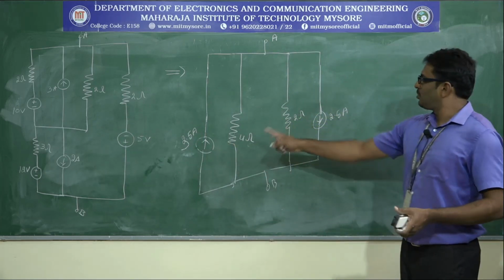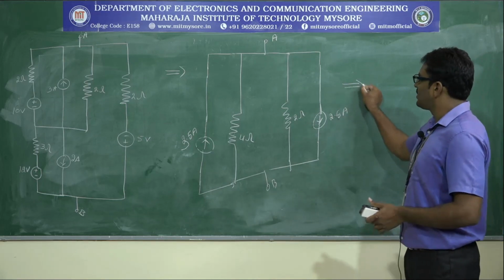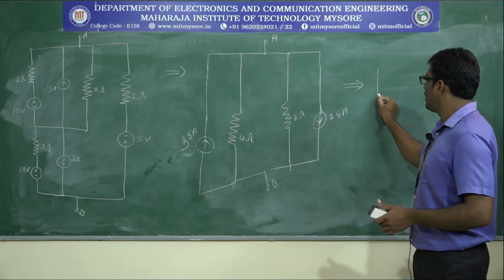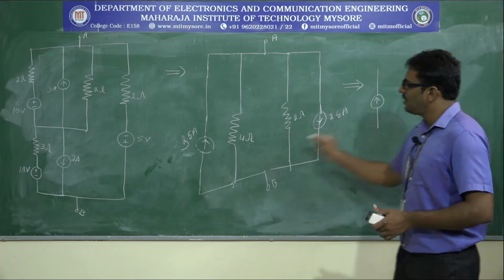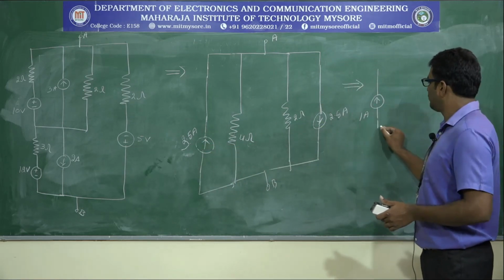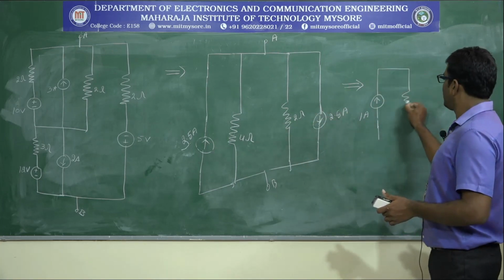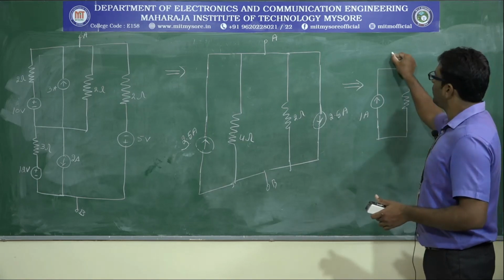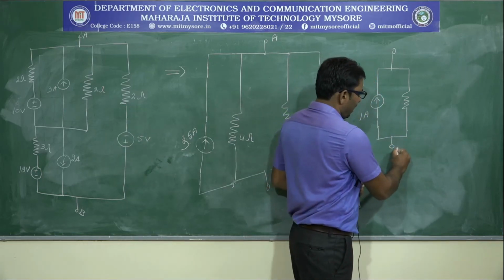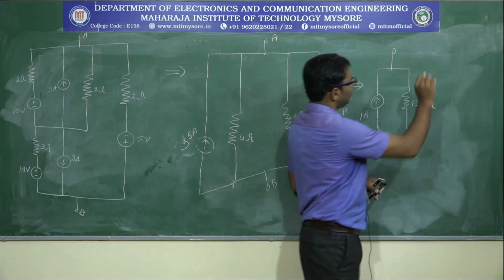Okay. Next, two current sources are connected in parallel with opposite polarity. Yes, we can replace them by a single current source. So the equivalent current source direction is upwards. Then the value is 3.5 minus 2.5, that is 1 ampere. Next, when two resistances are connected in parallel, we can replace them by a single resistance value between the terminals A and B. That single resistance value is 1.33 ohm.